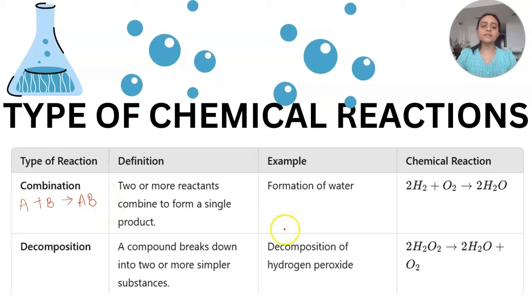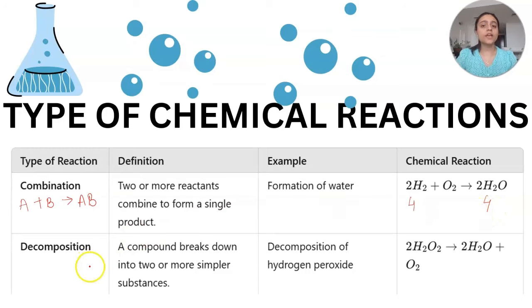Two elements combine together to form one compound. Okay, so that is a combination reaction, like the formation of water. As you can see, the chemical composition is being changed, right? The law of conservation of mass still holds. How? You can see here, four atoms of hydrogen and two atoms of oxygen, in both the reactant and product sides.